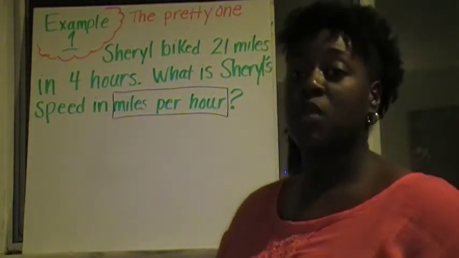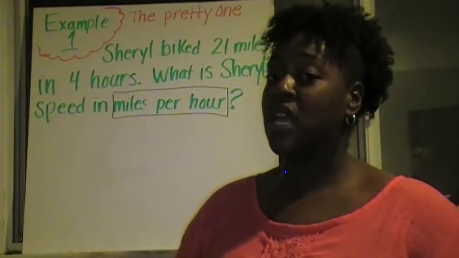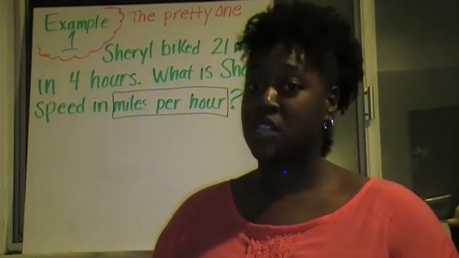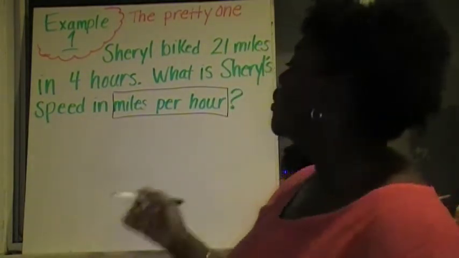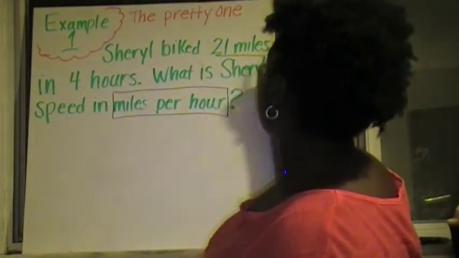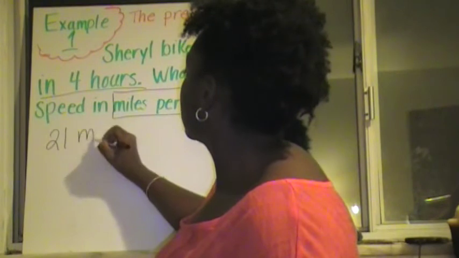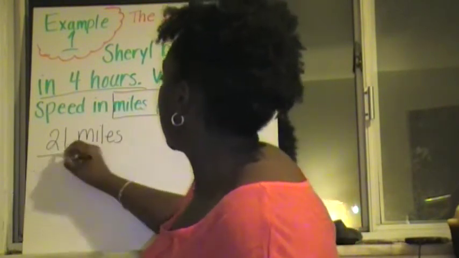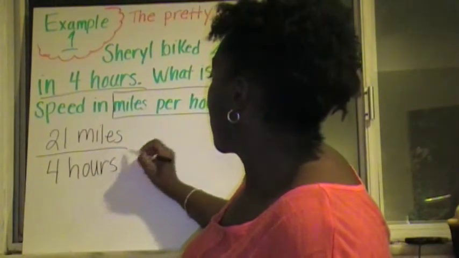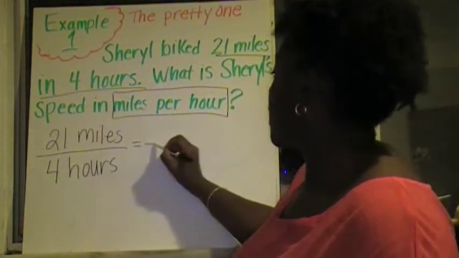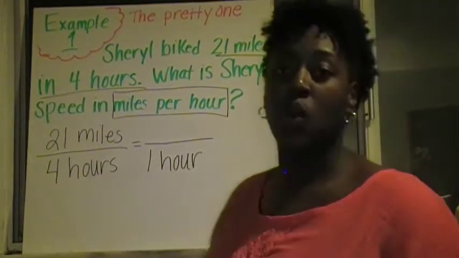So I'm going to set up a proportion. That's a vocab word that you may not be familiar with yet. Some of you probably remember from Miss Deere last year. But a proportion is just 2 equal ratios. So I know this rate here is 21 miles in 4 hours. And this indicator means I'm looking for the unit rate. How far did she go in just 1 hour?